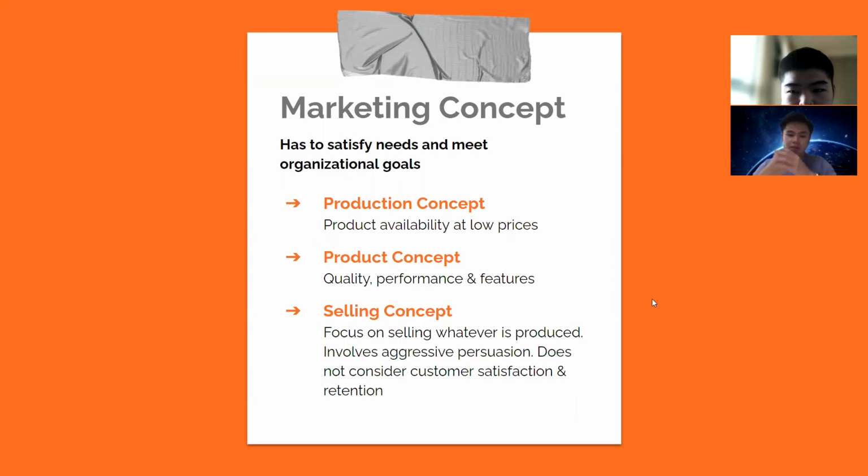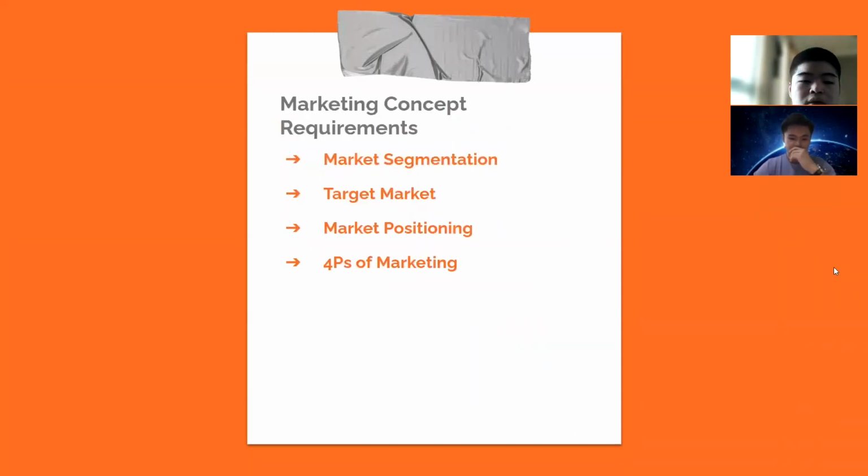So, what is the marketing concept? There are three marketing concepts. The first one, production concept, focuses on low prices. The second one, product concept, focuses on the quality, performance, and features of the product. And the next is the selling concept.